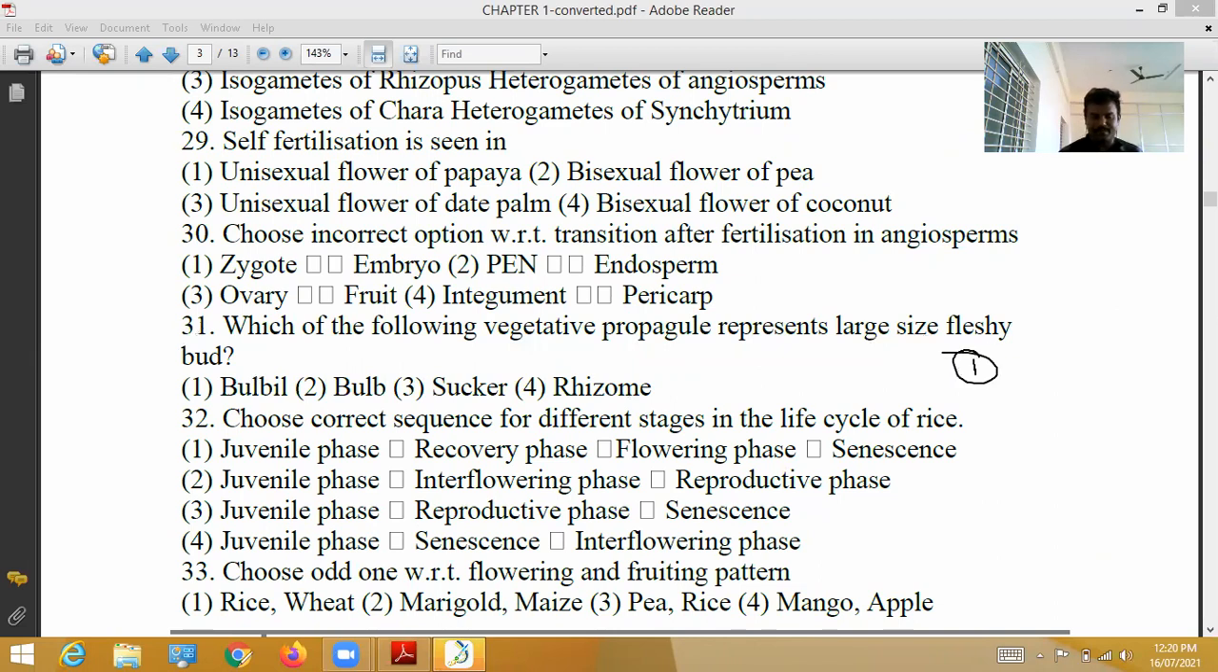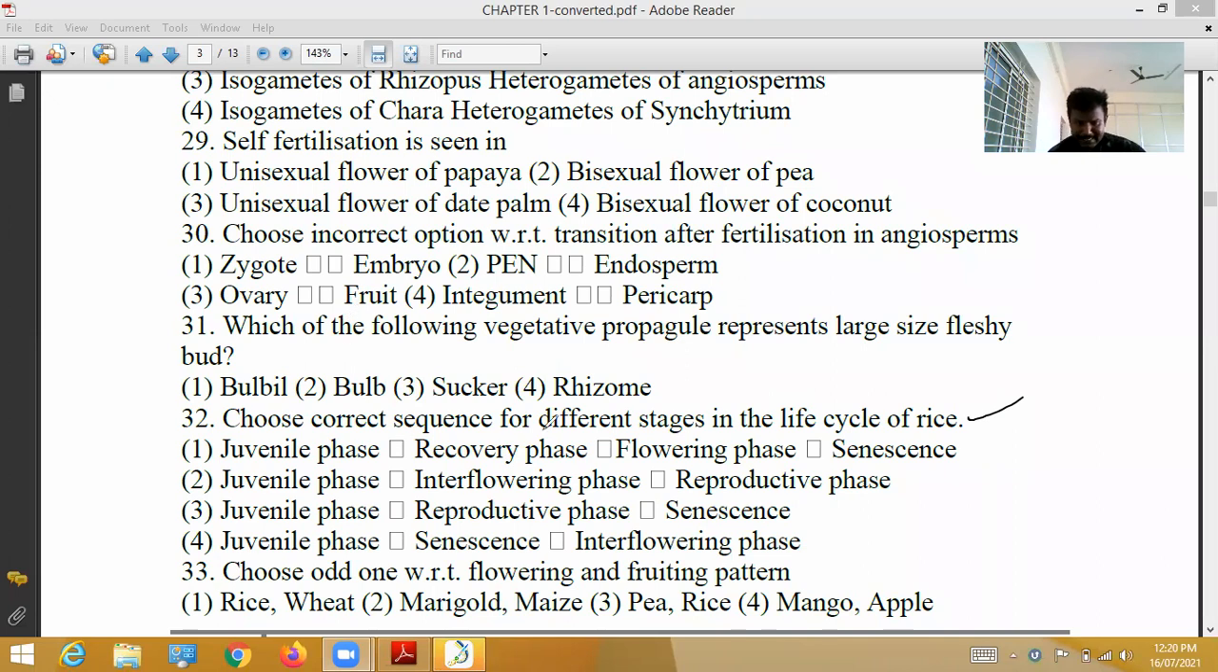Next, the 32nd question: choose the correct sequence for different stages in the life cycle of rice. Can anybody say? Like physics, chemistry, maths, these bits won't be there; these bits are different. In the textbook and my material, while I'm teaching the lesson, whatever topics you have heard, if you study those topics thoroughly, the bits are raised only from those topics.